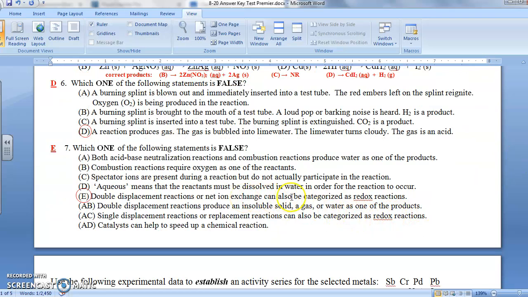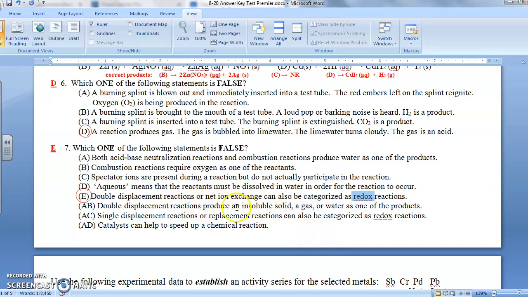Double displacement reactions can be categorized as redox. No, in a double displacement reaction, sometimes called net ion exchange, the ions keep their charge. Everything's charge stays the same in a double displacement. For that reason, if the charges stay the same, the oxidation numbers stay the same, because the oxidation number is always equal to the ionic charge of a substance. It can't be redox because in a redox reaction, oxidation numbers change.